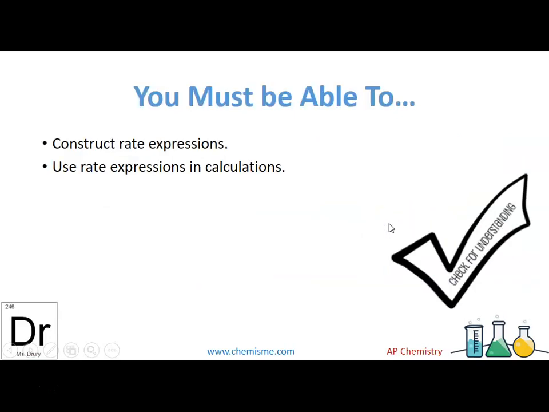At this point, you should be able to construct rate expressions and try to use them in calculation.